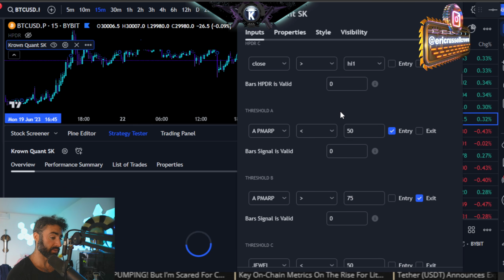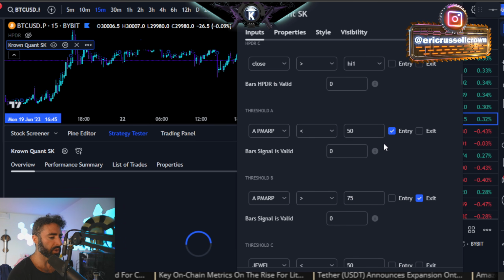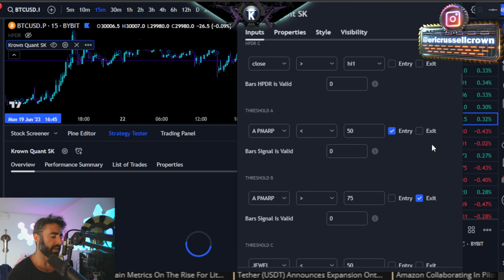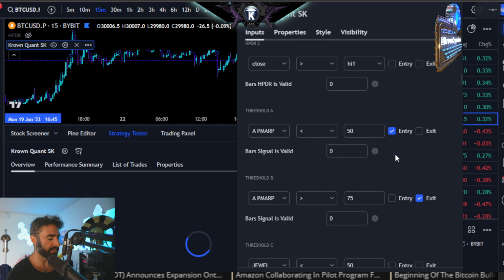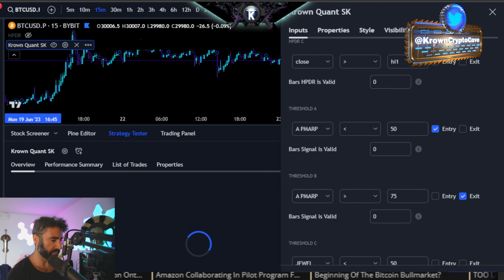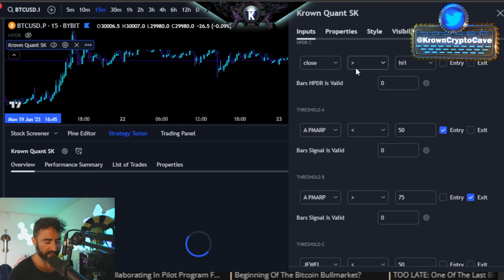Sometimes I go actually much higher than that. I usually don't ever go lower than that, or at least not much lower than that. So we'll start off right there. And this should actually give us something on the actual strategy tester itself. So let's just let it populate for a second here. I'll remove this out of the way.